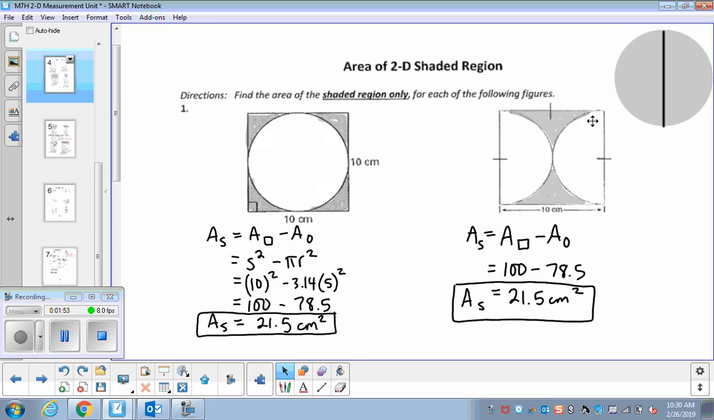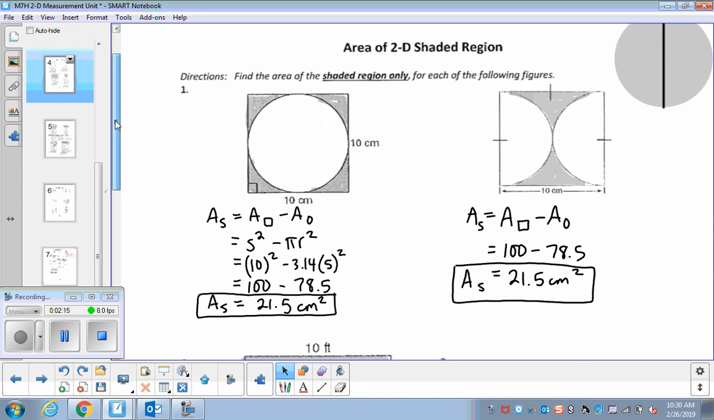All right? So this is the exact same type of problem as this problem, where you have the 10 by 10 square and you just remove that circle that's on the interior of it, and we're going to get the same answer. Friendly reminder that since we're finding area, you want to label it with a squared. So we've got 21.5 square centimeters for this first problem.